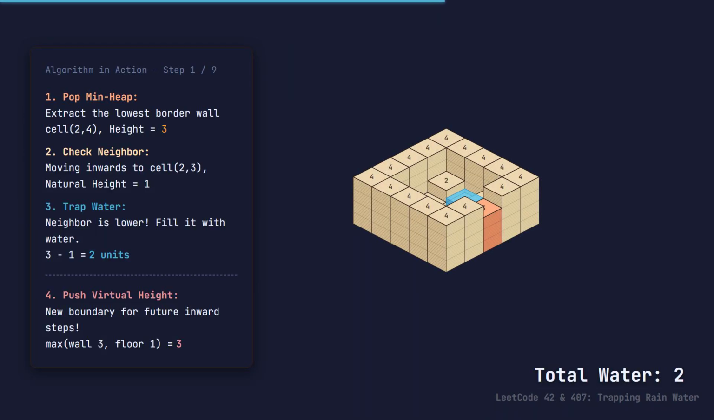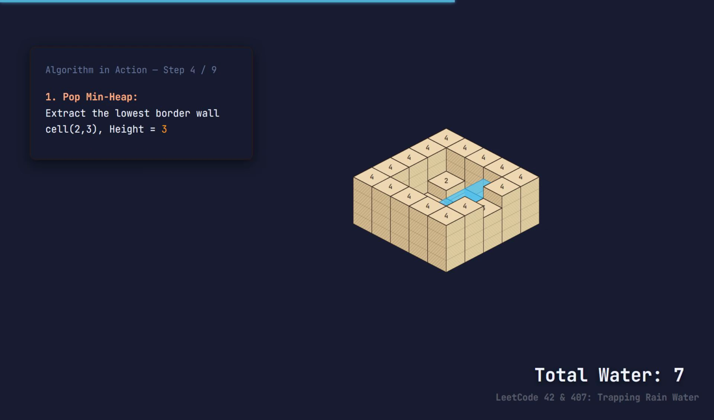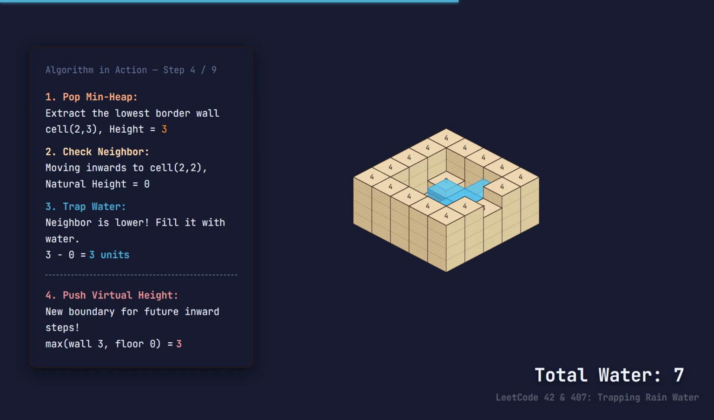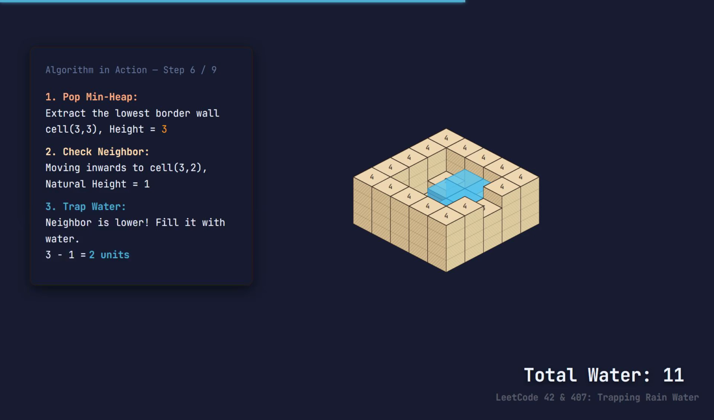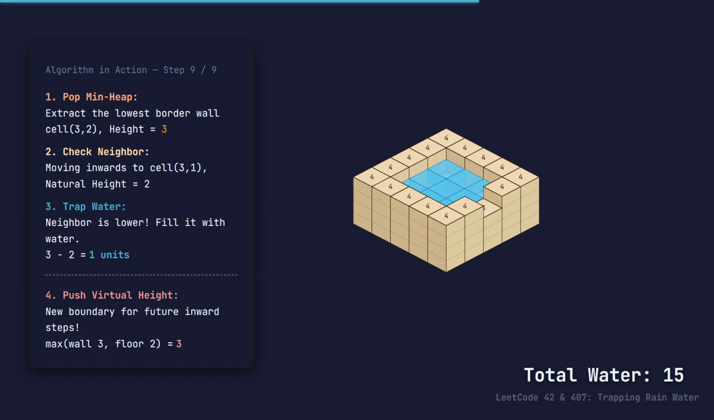But wait, there's a massive trick here. When we push that neighbor into the heap, we don't just push its original height. We push the maximum of its original height and the current water level. Why? Think about it. Once a deep valley fills up with water, that standing water essentially solidifies and acts as a brand new, taller virtual wall for the cells next to it.